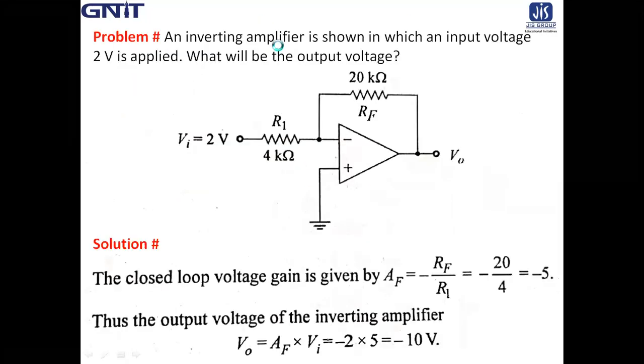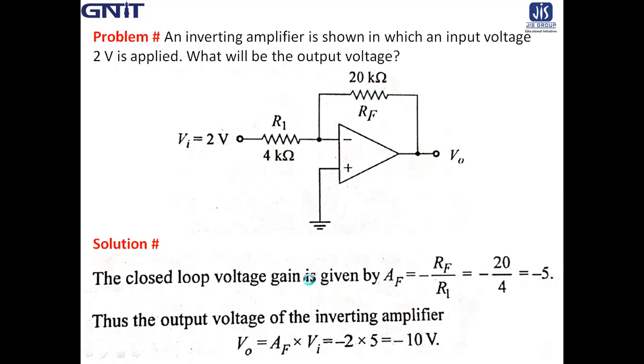So first one is an inverting amplifier, which is shown below, in which an input voltage 2 volt is applied. What will be the output voltage? It's very simple. So an inverting amplifier, already it is defined as say Vi equal to 2 volt, R1 equal to 4 kilo ohm, and Rf is 20 kilo ohm. So what will be the output voltage?